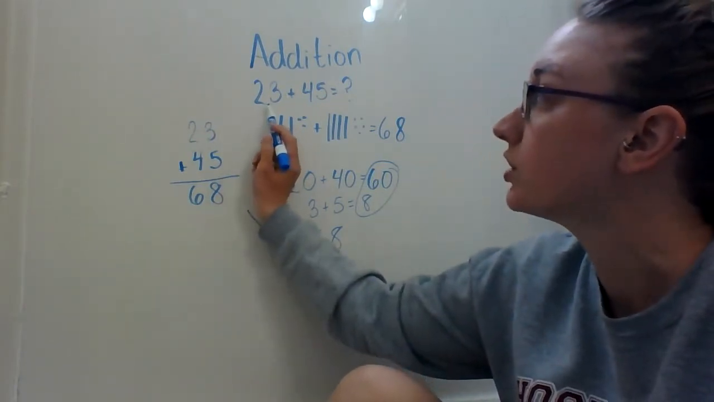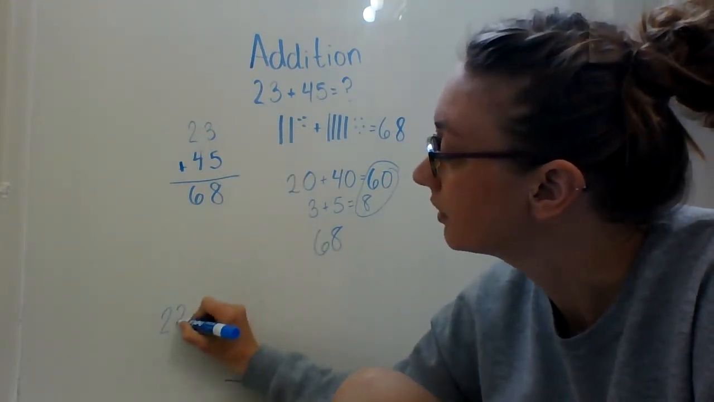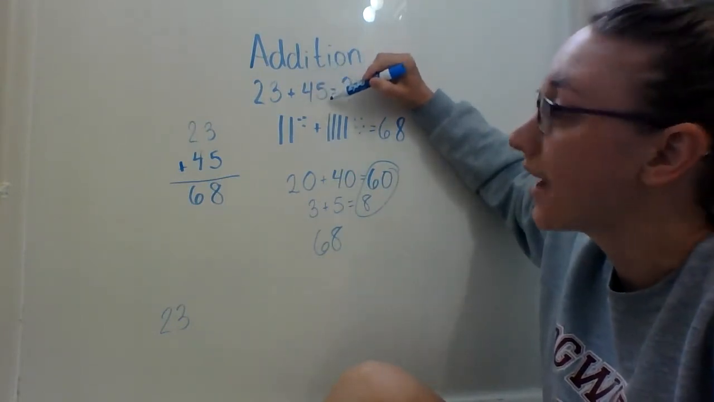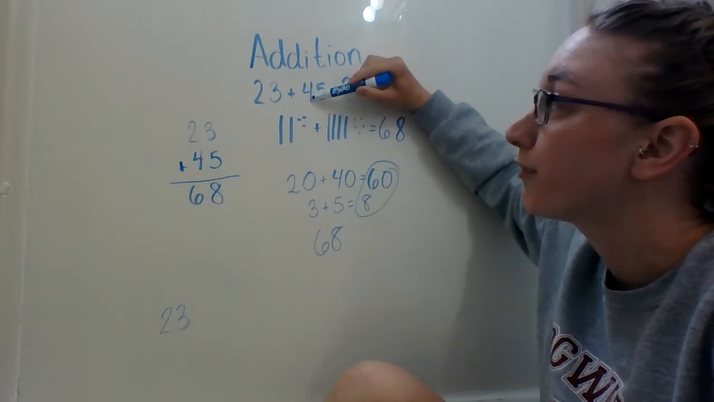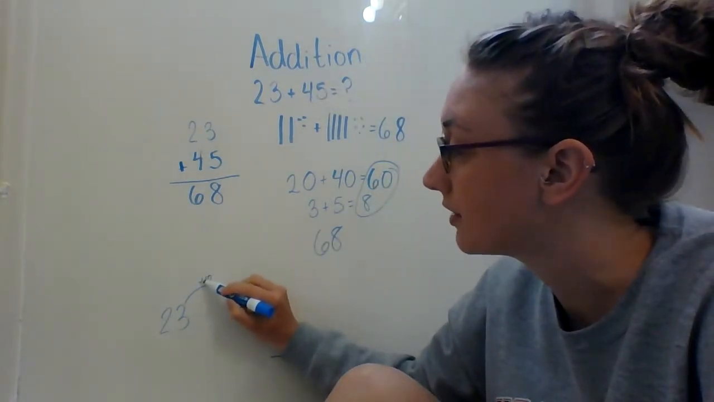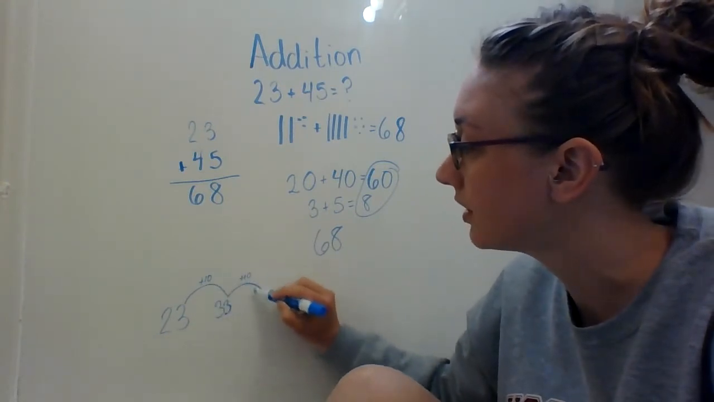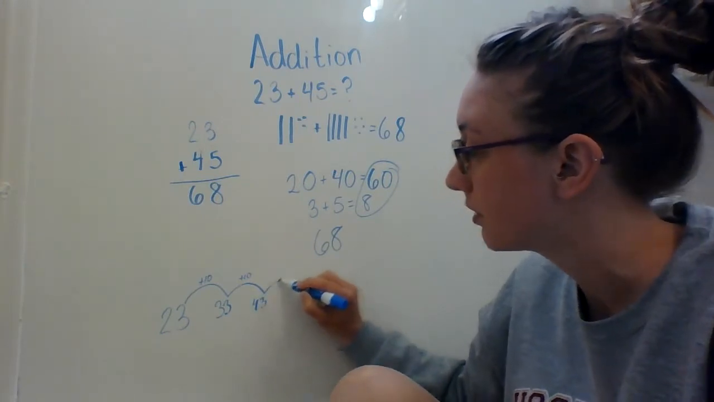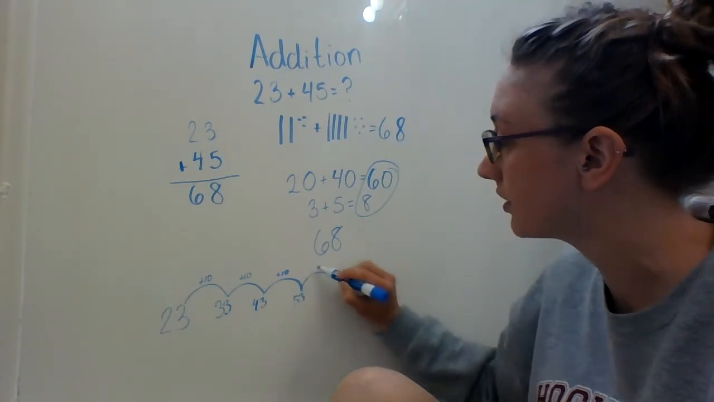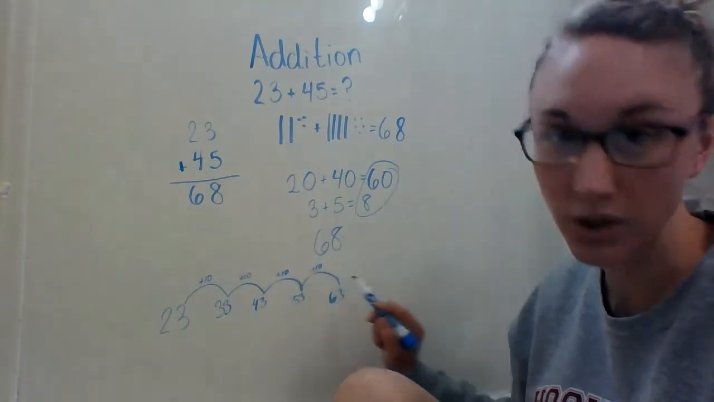In the number line strategy, you start with your start number, your first number, which is 23. And then you hop up tens first and then your ones. So I'm going to hop up 4 tens, which looks like this. 23 plus 10 equals 33, plus another 10 equals 43, plus another 10, 53, another 10 is 63. So I hopped up 1, 2, 3, 4 tens.